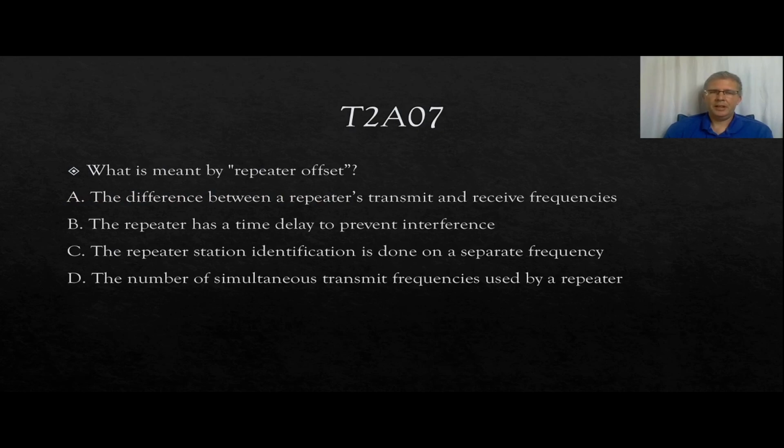Question 7. What is meant by repeater offset? A, the difference between a repeater's transmit and receive frequencies. B, the repeater has a time delay to prevent interference. C, the repeater station identification is done on a separate frequency. Or D, the number of simultaneous transmit frequencies used by a repeater. And the correct answer is A, the difference between a repeater's transmit and receive frequencies.